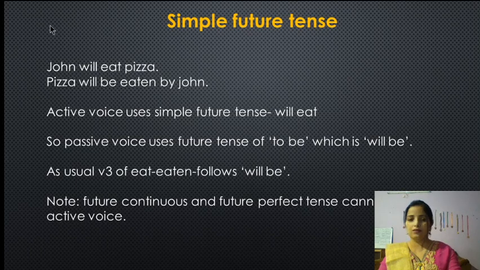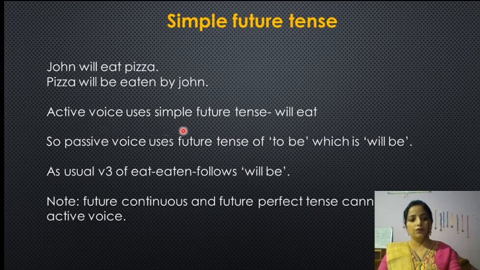Simple future tense. Okay. So we had so far simple past tense, then we had simple present tense followed by simple past tense. Now we have simple future tense. Okay, future means will. We already know that. Will or shall. So what is the example? John will eat pizza. Okay, we don't know whether tomorrow or after 2 days, after the lockdown, we don't know anything. Okay, John will eat pizza. Pizza will be eaten by John.